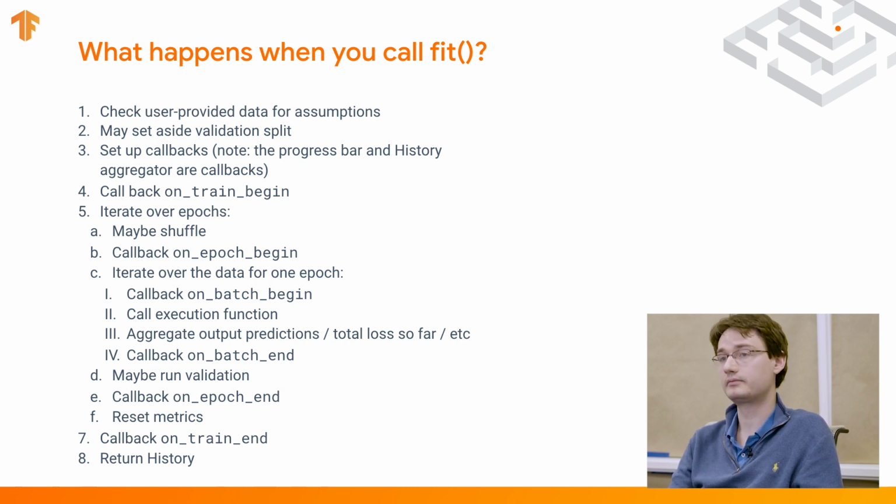Is the infrastructure able to know whether a particular callback implements onBatch begin and onBatch end, to avoid maybe a per batch overhead? If the method is not implemented, there's virtually no overhead to calling it. And we need to call it anyway for things like the history aggregator and so on, basically the logging callbacks.